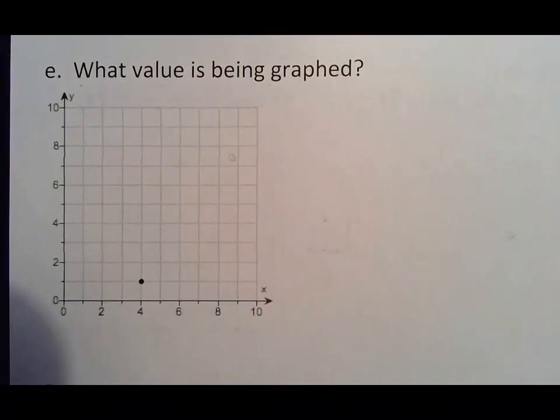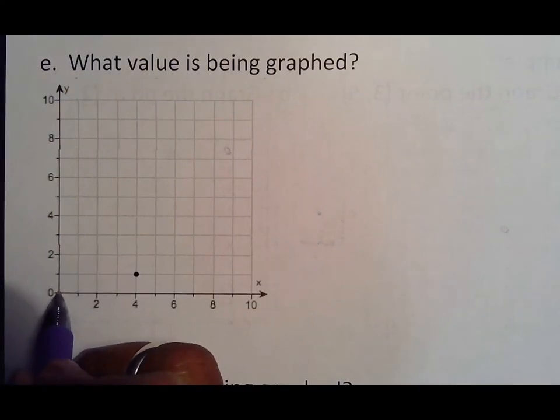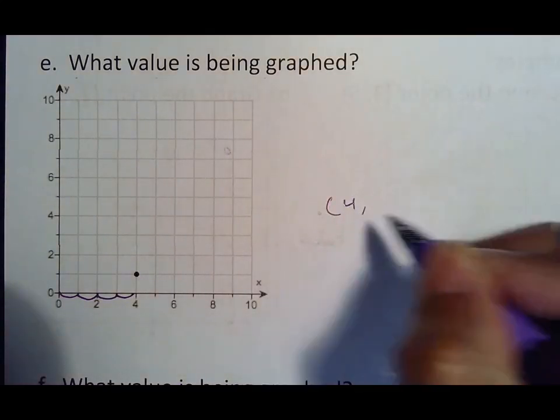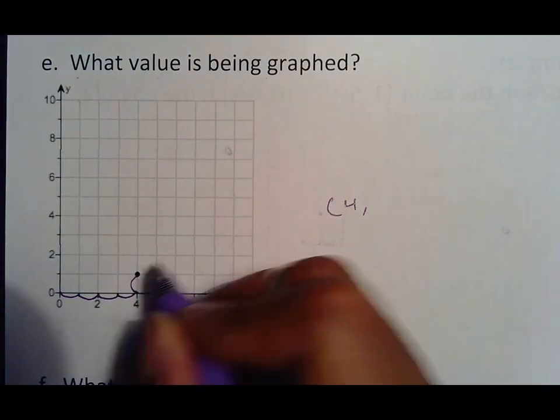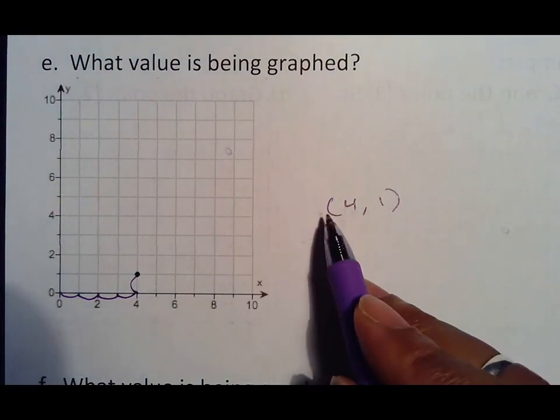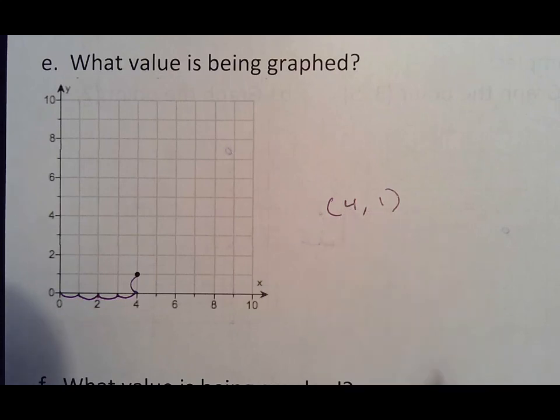Your homework is going to look like this, which is where it's going to say what value is being graphed. So what you want to do there is count over until you get under it. So 1, 2, 3, 4, which is going to be your first value, and it looks like I just went up 1. Good news for you right now is that you will not need to use a parentheses. You just need to put 4 in the first box, 1 in the second box.